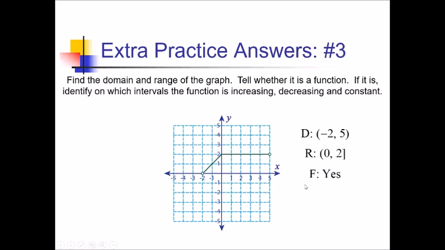Now for increasing, decreasing, or constant intervals, we see that we're actually increasing, going up between -2 and 0 for the x values here. So we have an increasing interval from -2 to 0. And then there are no decreasing intervals, but we do have this constant flat line interval from 0 to 5. So we'll write 0, 5, all of these with parentheses.